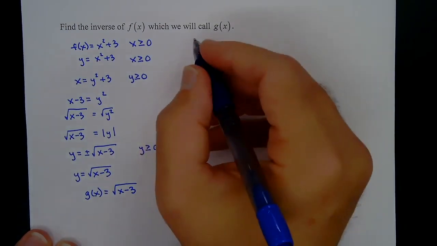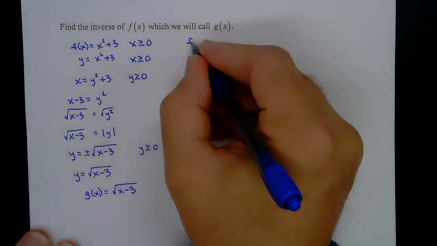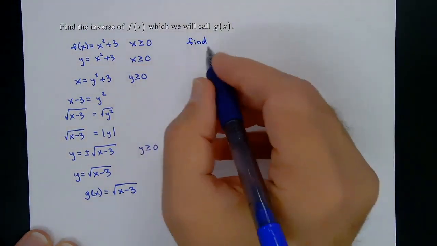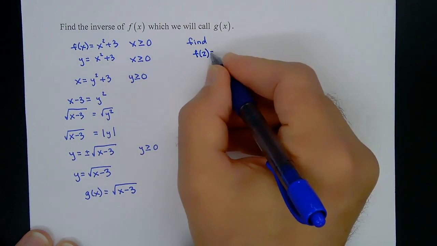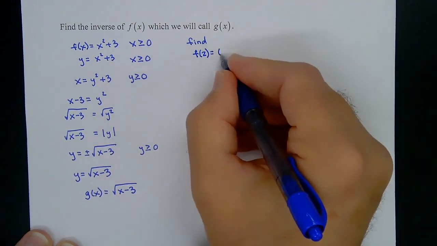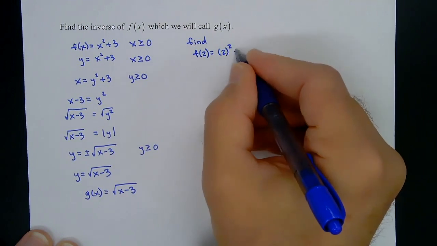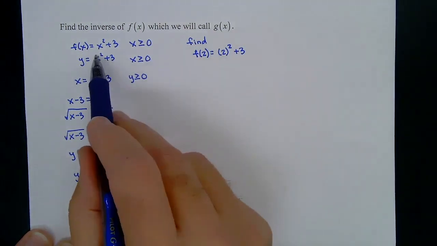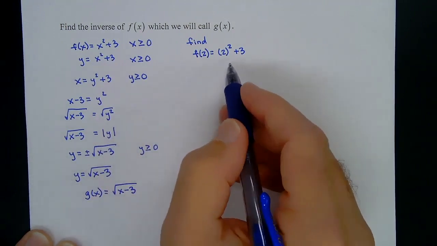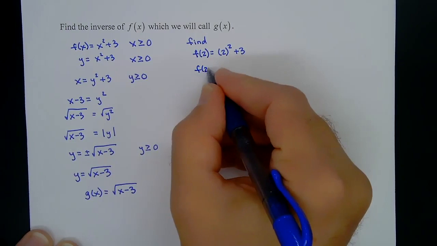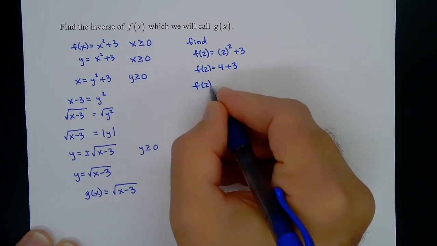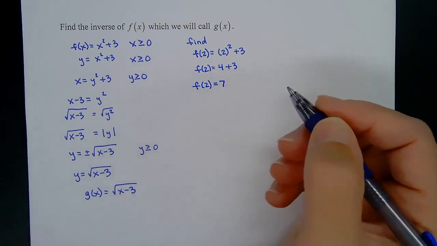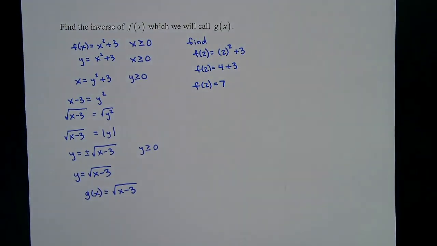All right. So what I want to do next, and you're not going to understand why this is kind of out of the blue, but there's a point to this, is I want to find f of 2. So f of 2 is equal to 2 squared plus 3, right? Because f of x is x squared plus 3. That means f of 2 is equal to 4 plus 3. So that means f of 2 is equal to 7. If we put 2 in, we get 7 out of the f function.